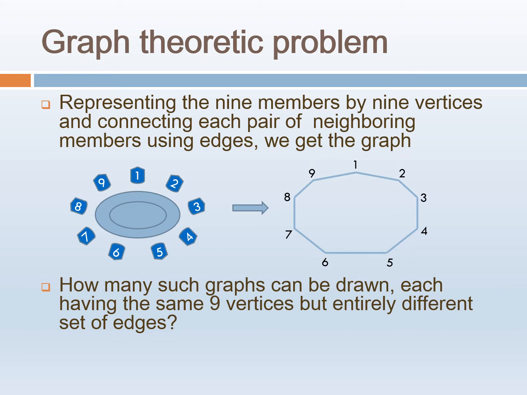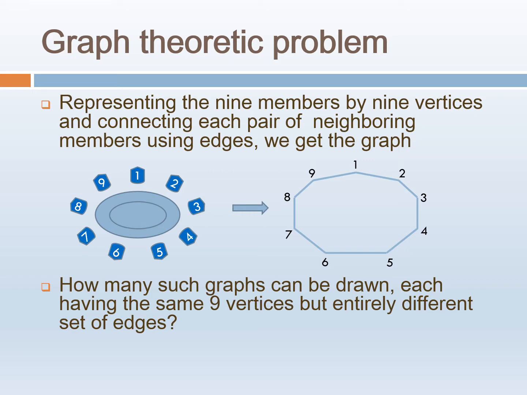Again, we convert our real life picture into a graph. Here the 9 members are represented by 9 vertices and the neighboring members are represented by means of edges. Since member 1 was sitting near to member 2 and member 9, in the graph we will have an edge between 1 and 2 as well as between 1 and 9. Similarly, we draw all the edges.